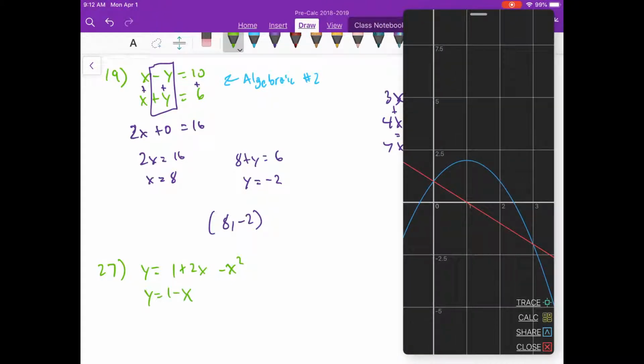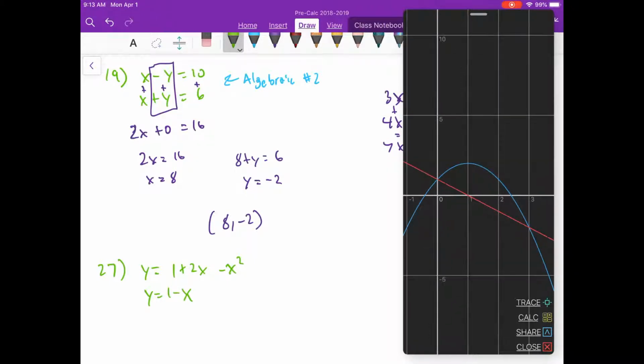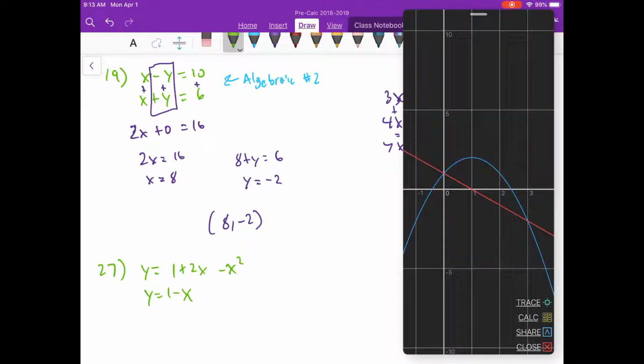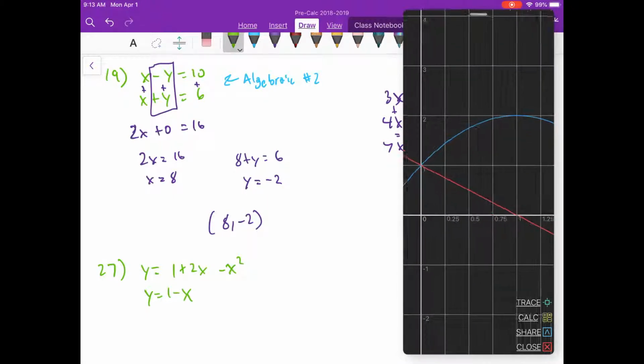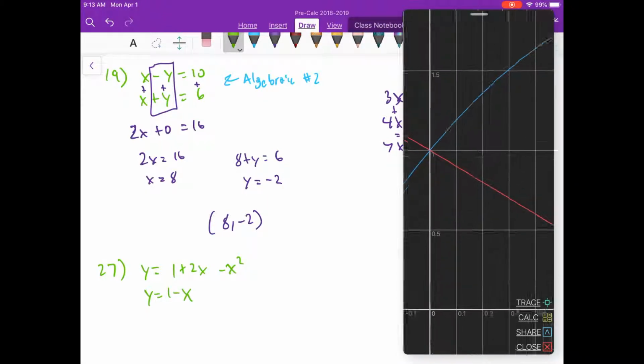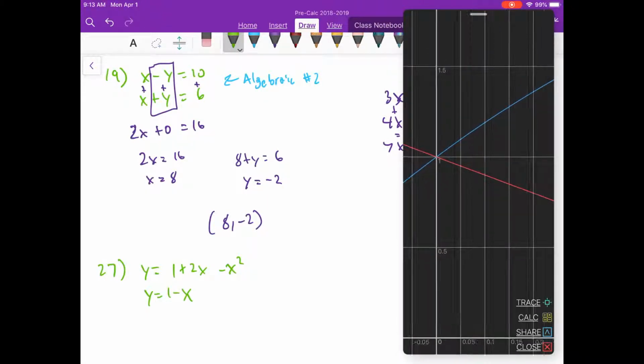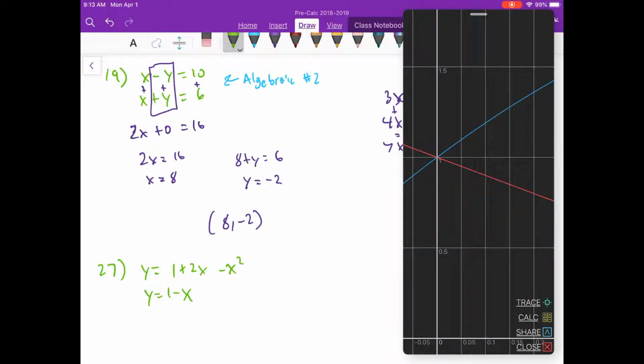Cool beans. Now, again, we have to make sure we're in the right window. We can miss one of the points if we're not looking at this carefully. But now, zooming out a little bit, I can see that there are two points of intersection. This first point looks like 0, 1 as one of our points. And that would be correct. So we'd say one of our points is 0, 1.